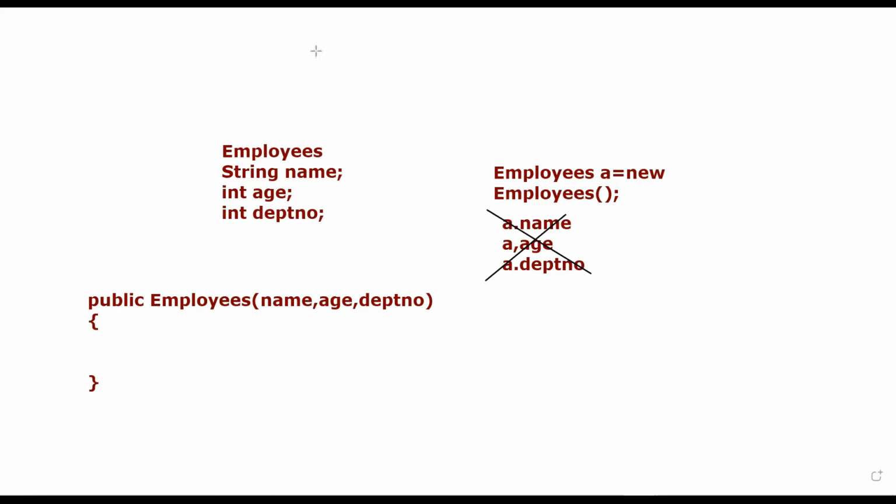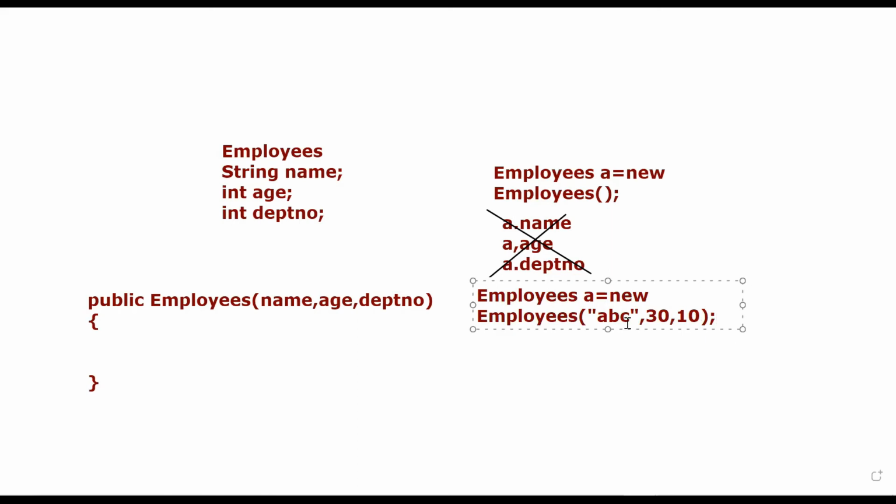You can simply write employees, the name of my class, A, assign new employees, and in the bracket you can pass the values. You can write ABC, which is passing values for name, age, department number, and that's all.